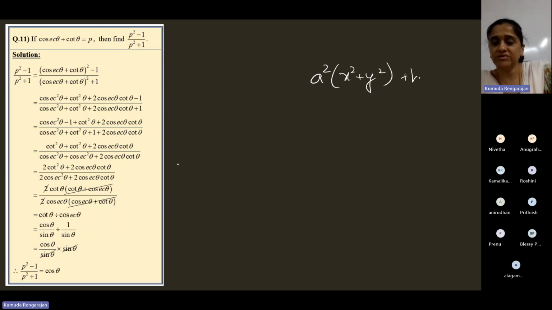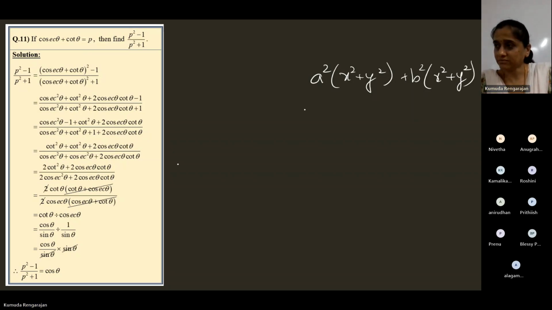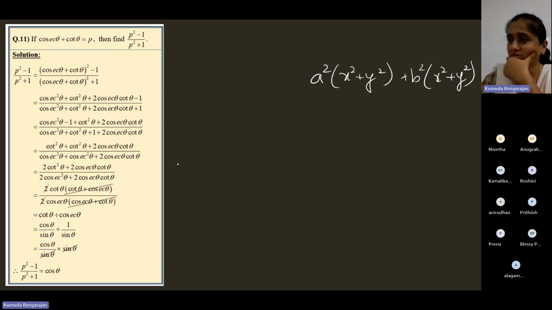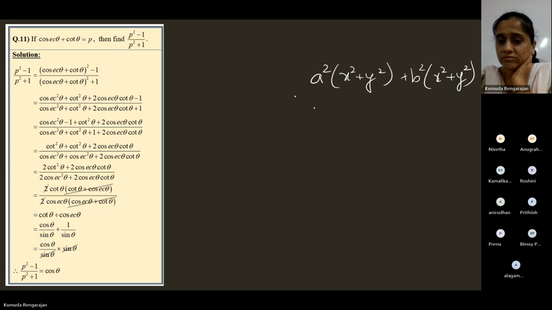So Keshav, tell me the next step for this. Supposing we have a square into x square plus y square plus b square into x square plus y square. What will be the next step? It's not related to this question. I'm asking you in general. No, tell me what I should write. A square x square. No.